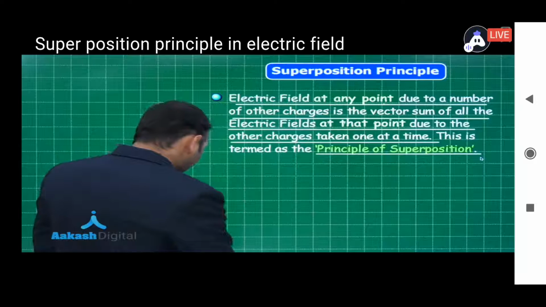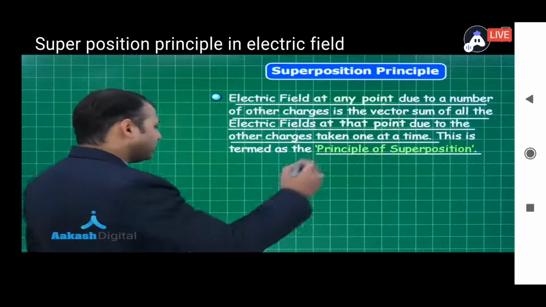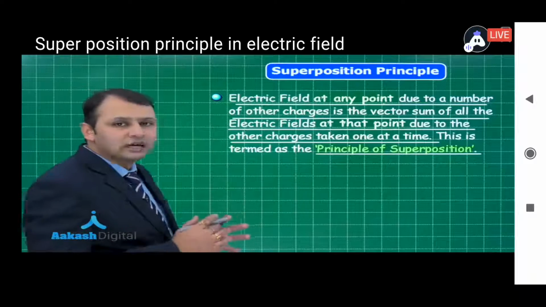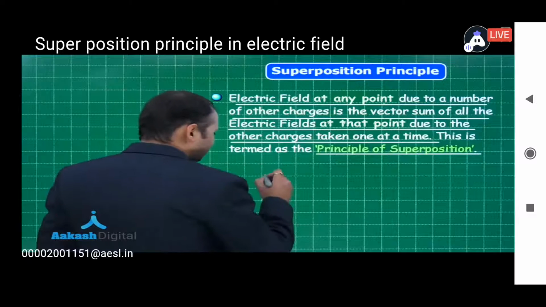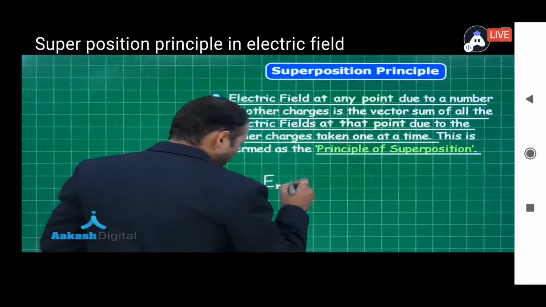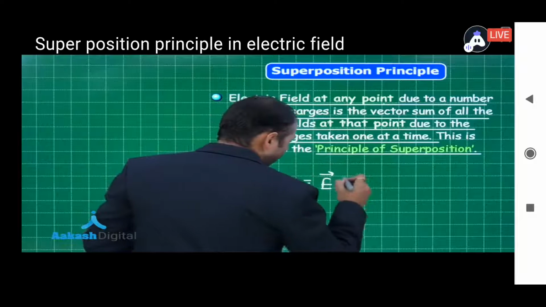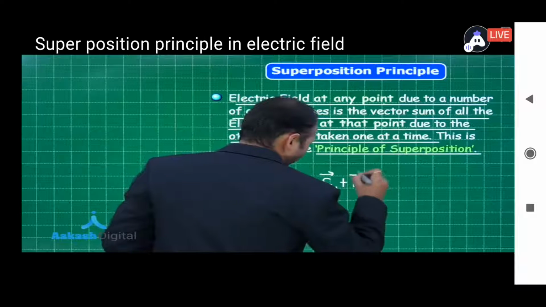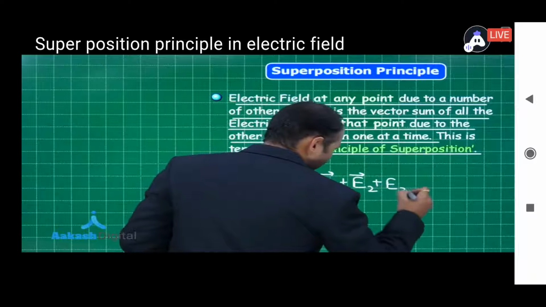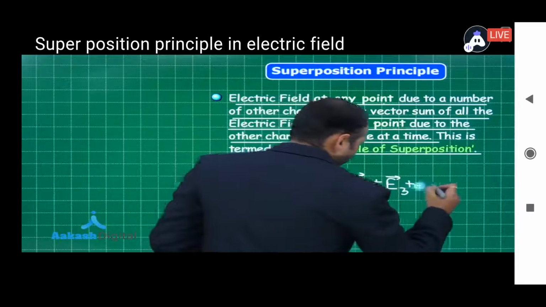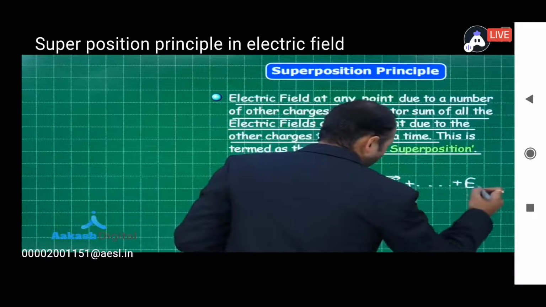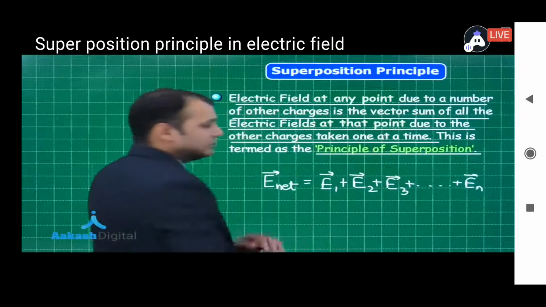Now, how can you denote these things? That's important because this will come in your school exam as well. So first of all, as per the definition, the net electric field acting at any given point will be the summation of vectorial additions, which can be represented like this, right?